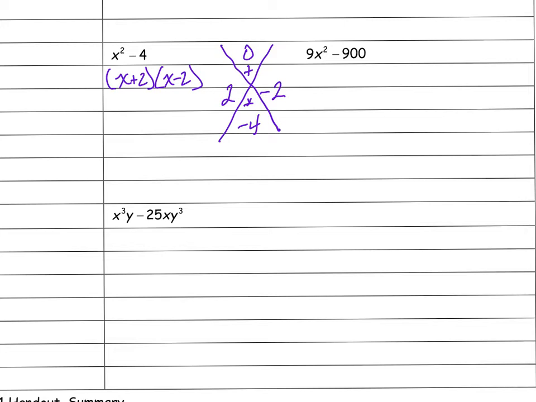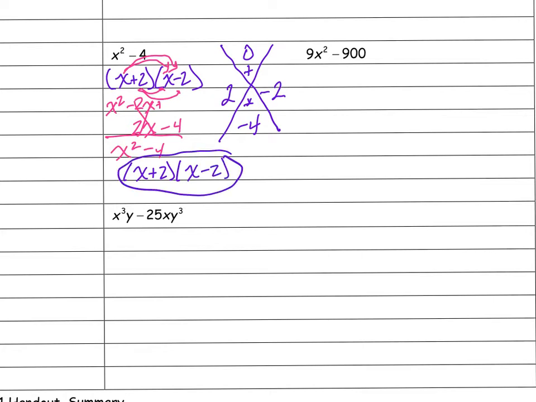And then, of course, we can double check that. Let's just check it to make sure we've got the right answer. So x times x is x squared. X times -2 is -2x. 2 times x is 2x, and 2 times -2 is -4. So I've got x squared minus 4, because -2x and 2x make a 0. So that means my answer is x plus 2 times x minus 2. And there we go. Okay? So now we're going to go on to the next problem.